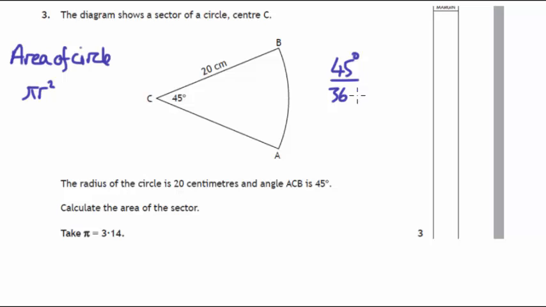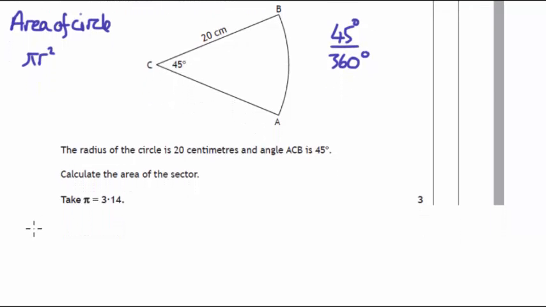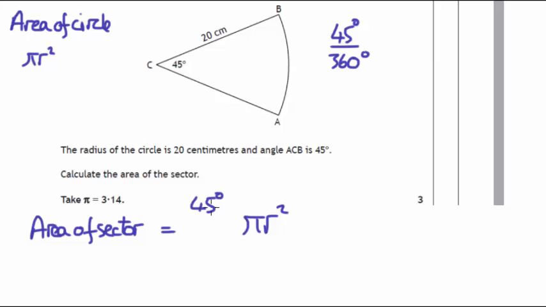45 degrees, and obviously you've got 360 degrees in the whole circle. Okay, so think of if you've got a cake, 360 slices, you've got 45 slices. So what we want to do is work out the area of the sector. That is equal to pi r squared, but you're also timesing it by the actual angle of the sector over 360. So it's essentially the fraction of the circle.